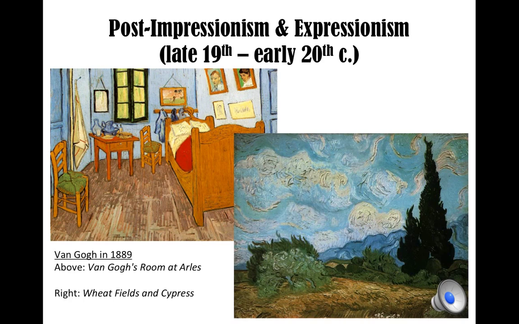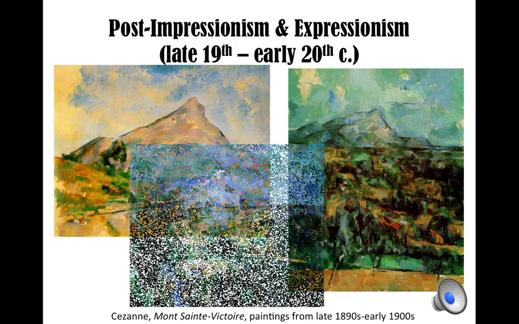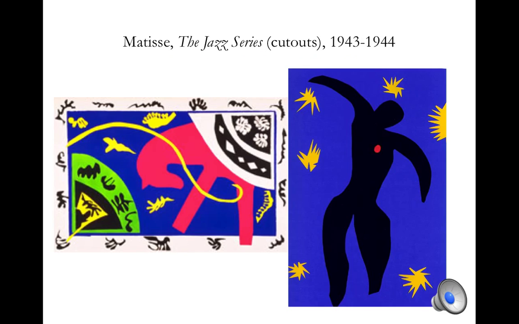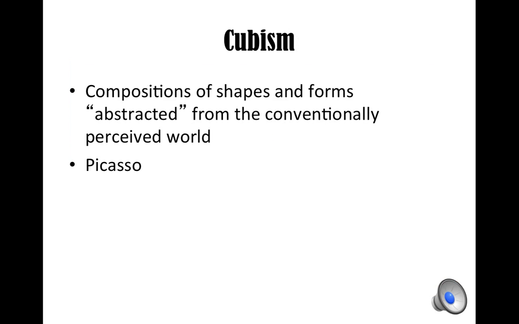Post-impressionism and expressionism, Van Gogh here, and the wheat fields in Cypress. You have Gauguin, Tahitian women. And then you have Cézanne here, and Matisse. And if you look at post-impressionism, it considered impressionism too naturalistic, and they sought to explore emotion in painting, Van Gogh and others.